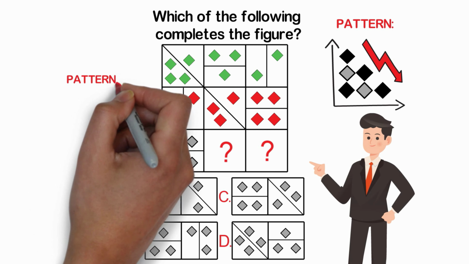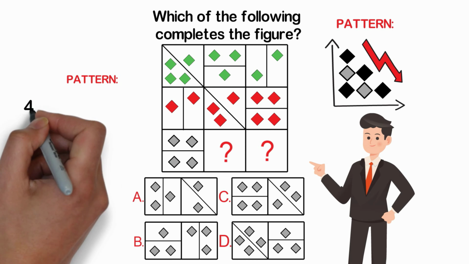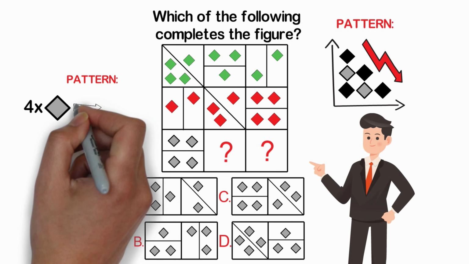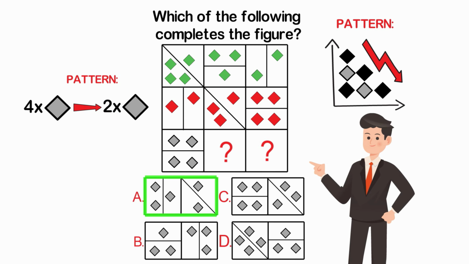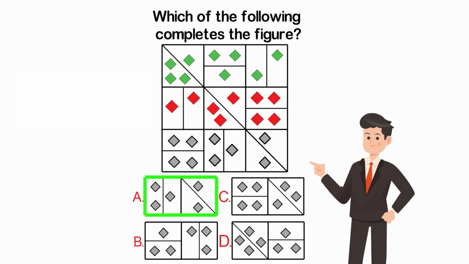So in the bottom row, we need to follow the same pattern. The pattern will be the number of diamonds decreasing from 4 to 2 among the gray diamonds. So the correct answer here is choice A. Hopefully you've nailed this question and now know how to answer similar problems in the test.